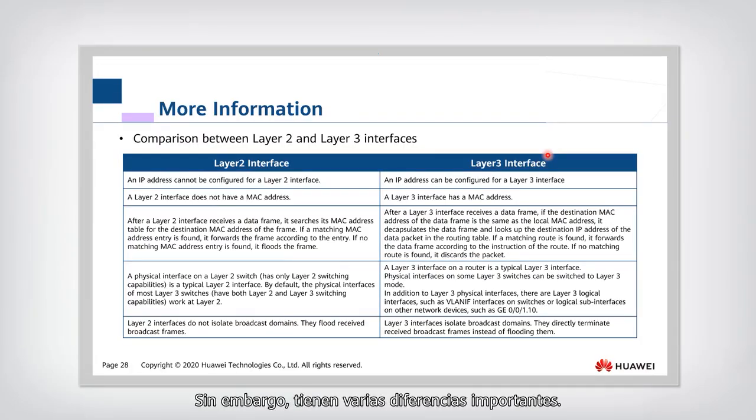However, they have several key differences. So let's analyze their fundamental difference. So first, for layer 2 interface, they only forward by checking the MAC address, right? So they will do nothing to the IP address. So the IP address cannot be configured for layer 2 interface. They have no IP address, okay?